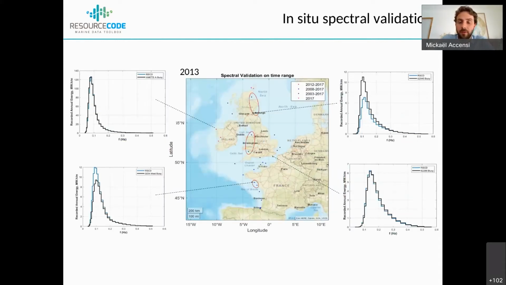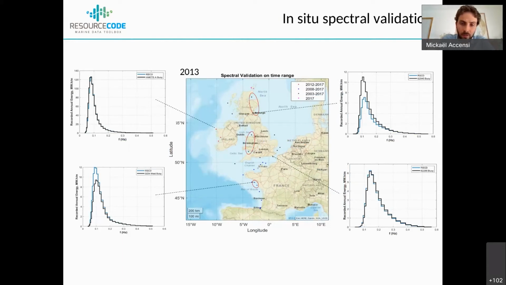We have also performed spectral validation, so with a smaller set of buoys which provide the spectral data. And so those locations are shown on the map here. And on the side panels, you can see the comparison of the recorded annual energy over the frequencies. So on the black line, you have the buoy measurement, and on the blue line, you have the model output.